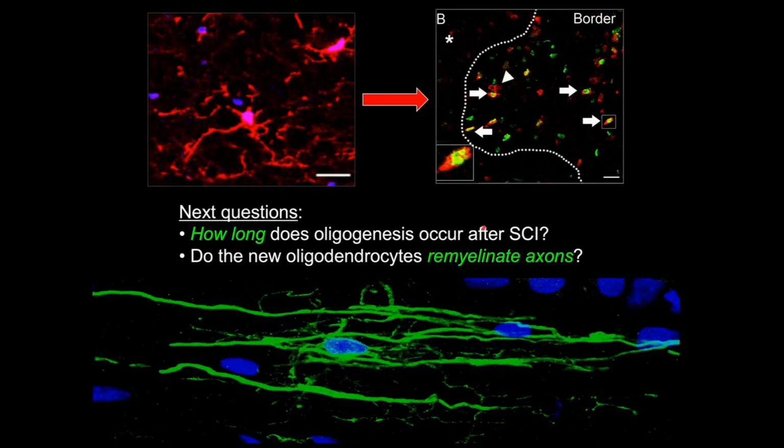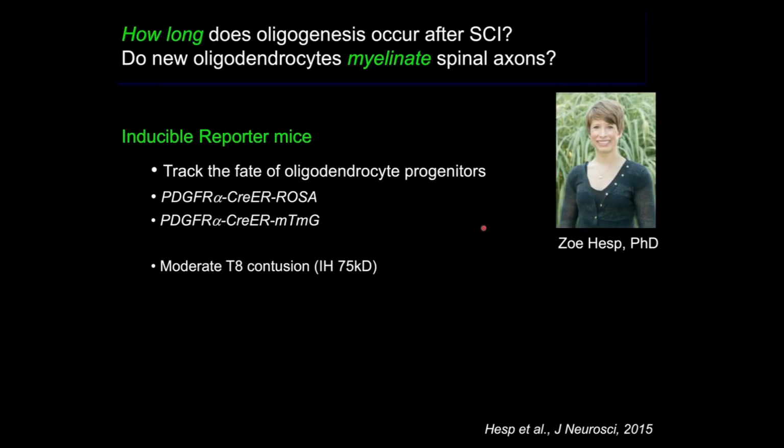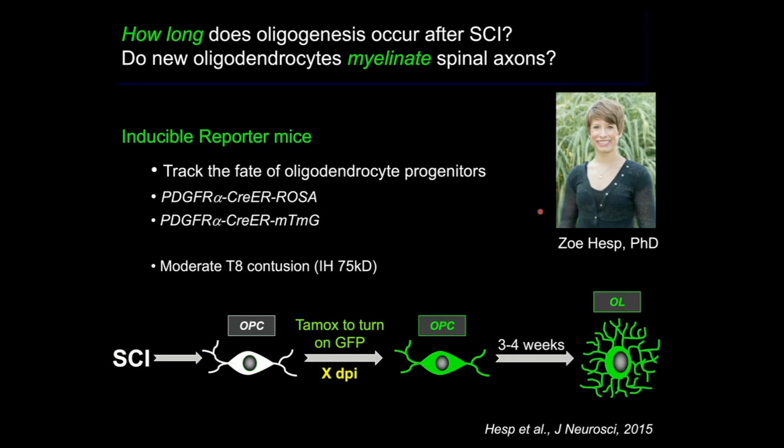So some of the next questions we wanted to find out was, how long does this last? And do these oligos do anything? So do they actually remyelinate axons? To answer those questions, we moved on to some mouse reporter models. And this was work done by one of my former students, Dr. Zoe Hesp, shown here on the right. At this point in time, we had reporter mice where we could take our oligodendrocyte progenitor cells and turn on GFP in the cells so that they would become marked with green fluorescent protein. And then if they differentiated into oligodendrocytes, the oligos would also be GFP positive.